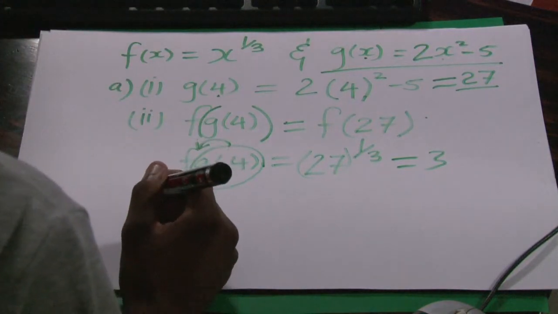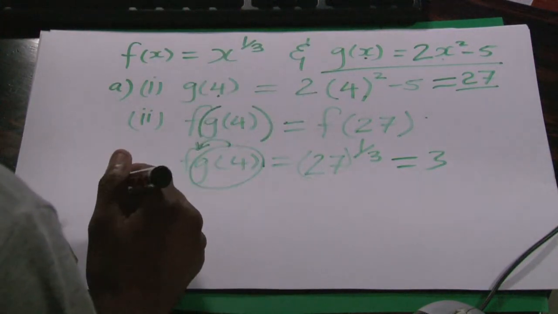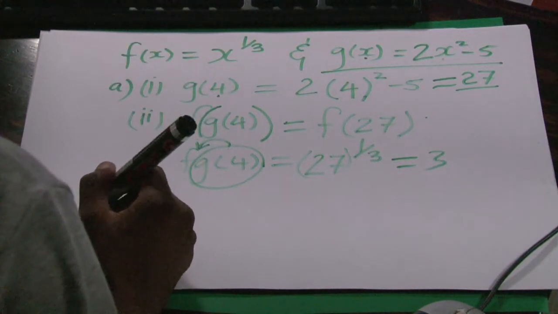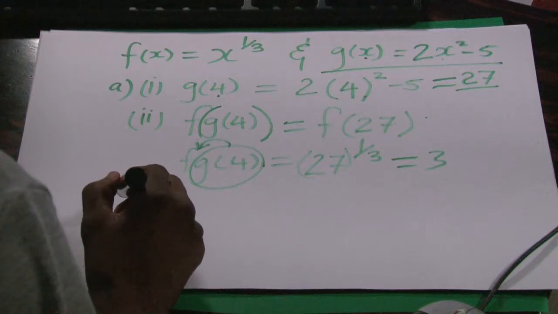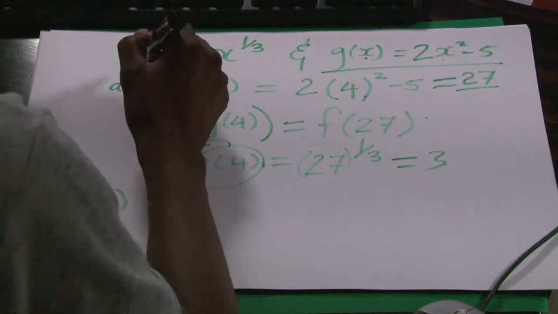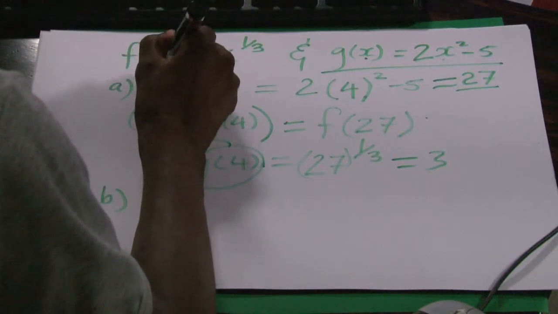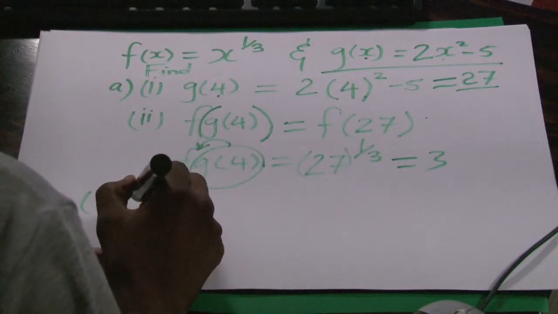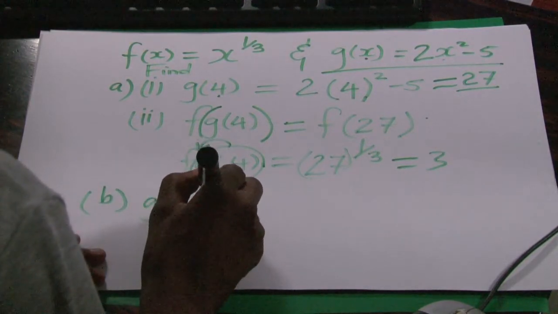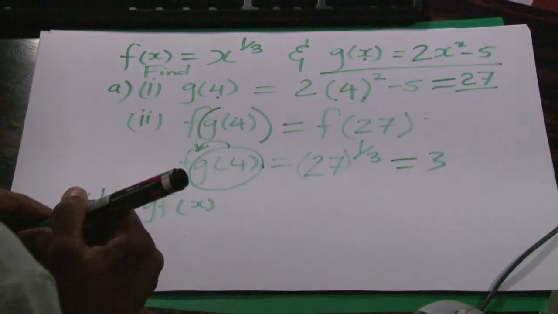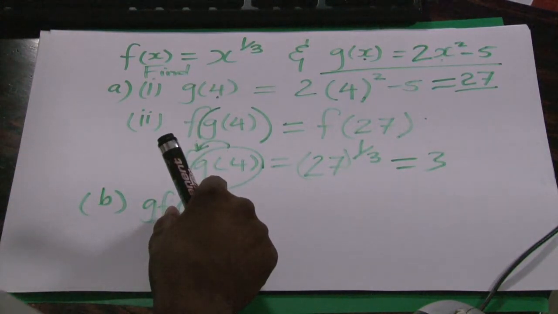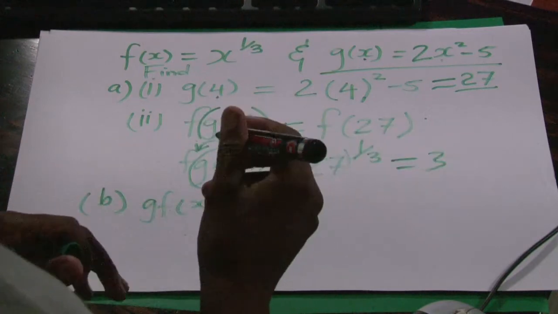Two more questions using similar functions, or the same functions. Let's say you are told to find an expression. We want to find, remember we are busy finding, g of f of x in terms of x. So we should leave our answers in terms of x.